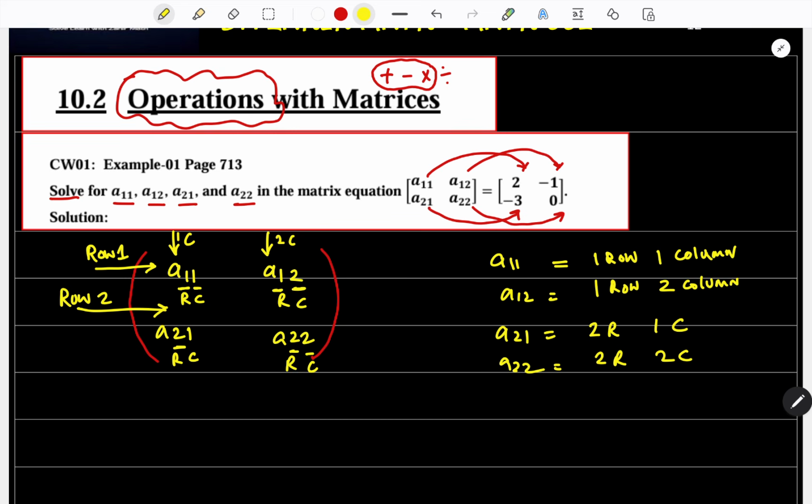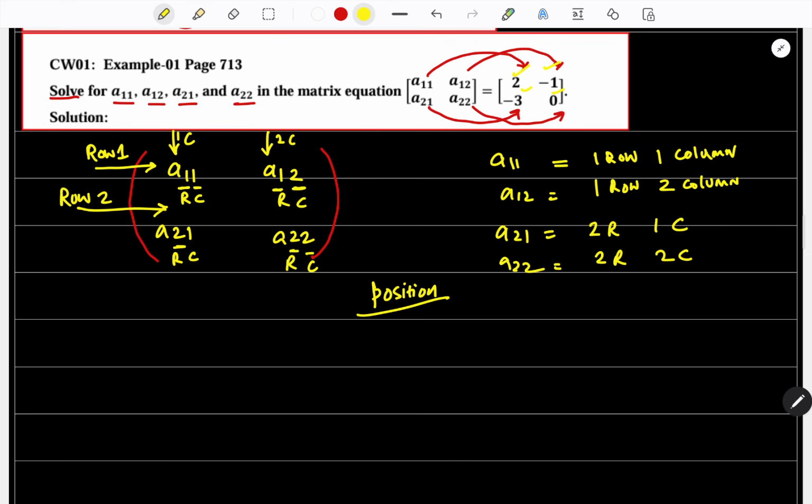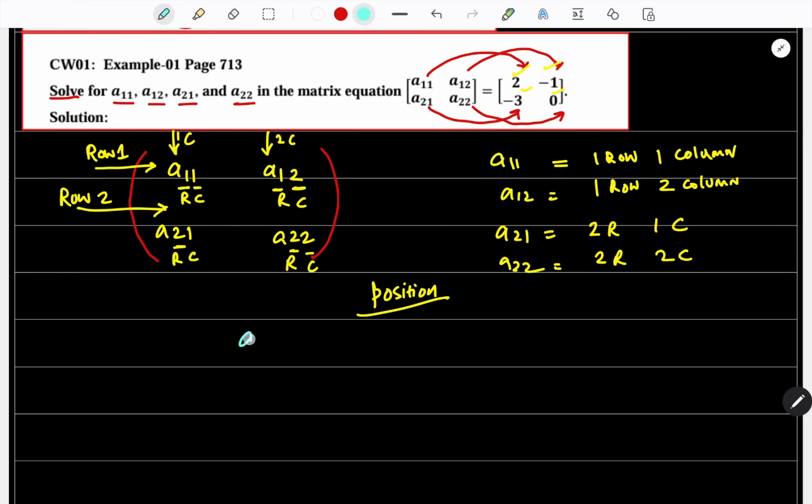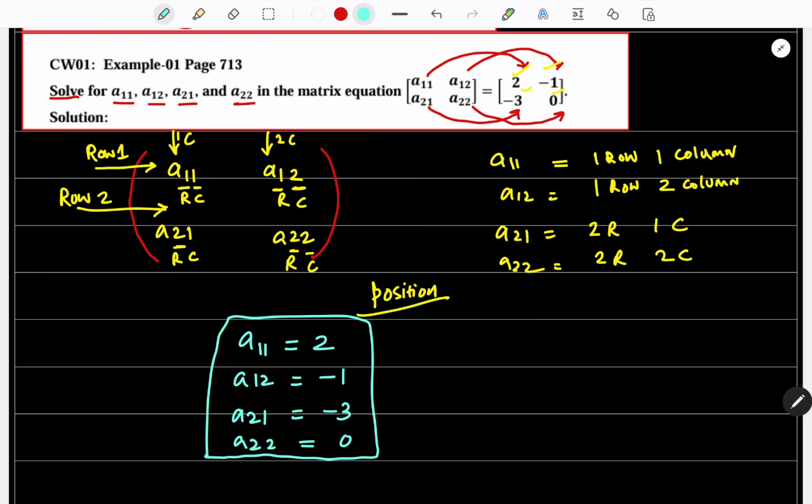So to understand the element position, the elements here are 2, -1, -3, 0. They gave you this question, but the answer you're going to write is A11 equal to 2, A12 equal to -1, A21 equal to -3, and A22 equal to 0. So this is going to become your answer. Clear? Right. So let me ask you one question.